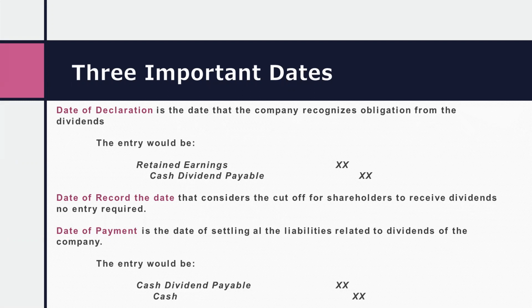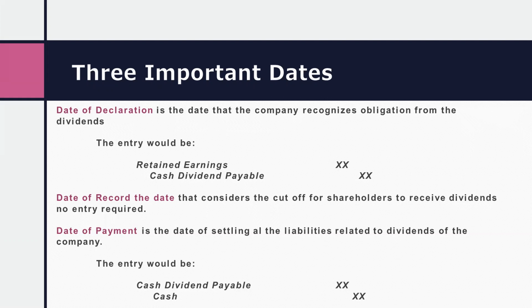Now, the second date or important date is the date of record. The date of record. This is the date that is considered as the cutoff for shareholders to receive dividends, no? And there's no entry required, no, for this date. So, ang gagawin lang is, on this day, ipa-finalize lang kung sino-sino yung mga shareholders na makaka-receive ng dividends.